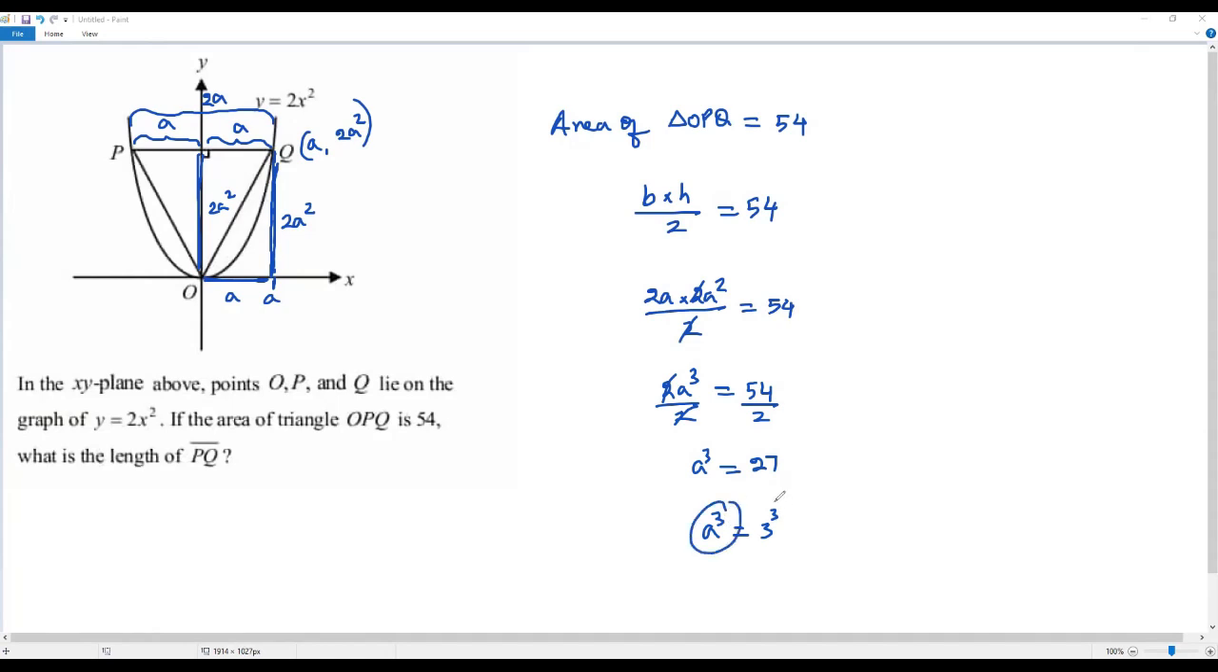Here two powers are equal with the same exponent. Whenever two powers are equal with the same exponent, we can equate the bases. When I equate the bases, I get a equals 3. Actually, we got the length of the line segment PQ over here in the figure, that is 2a. So the length of the line segment PQ equals 2a. Now we know the value of a, that is 3. We can plug in 3 for a over here. Then I'm getting 2 times 3, which is equal to 6. Therefore, the length of the line segment PQ is 6 units.